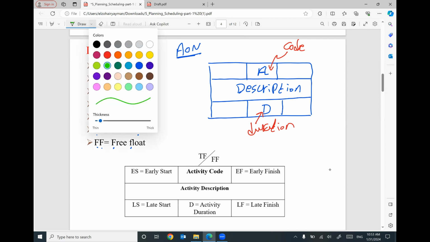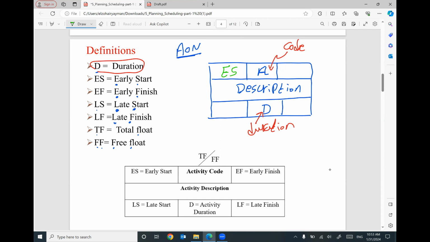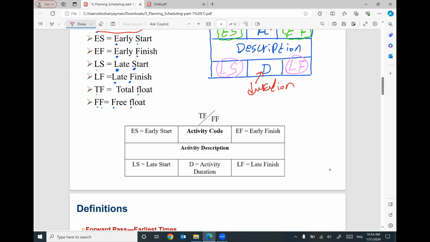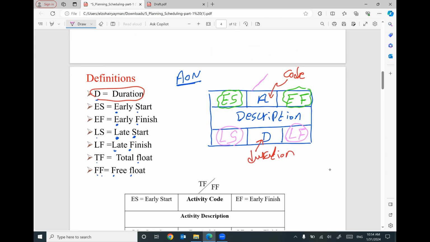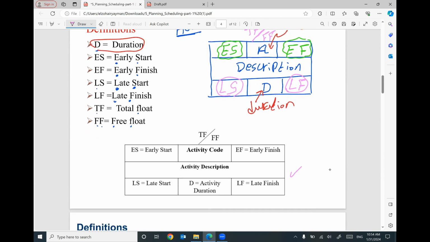Keep in mind, this is the early start of the activity, and here is the early finish of the activity. So I'm going to put a number here which represents the early start, and a number here which represents the early finish. We will have another two numbers here representing late start and late finish. Also at the top here, I'm going to put total float and free float like this. This is the final activity after you put the scheduling.